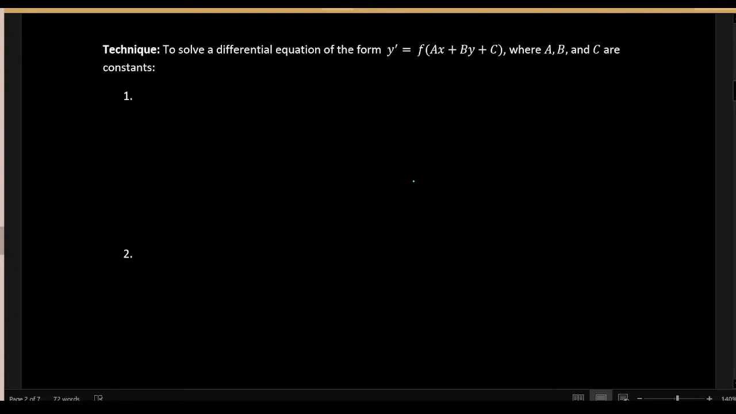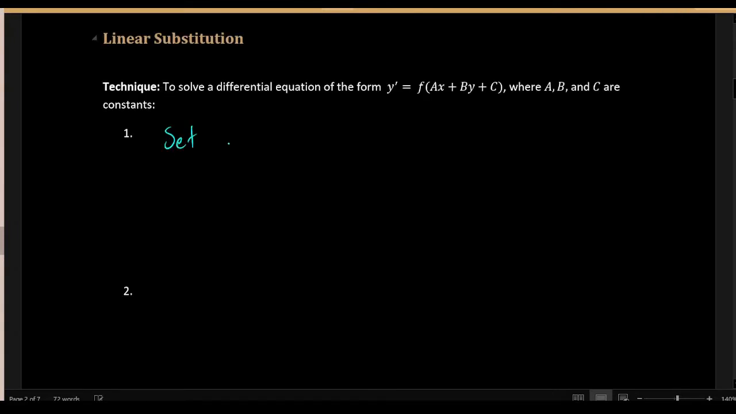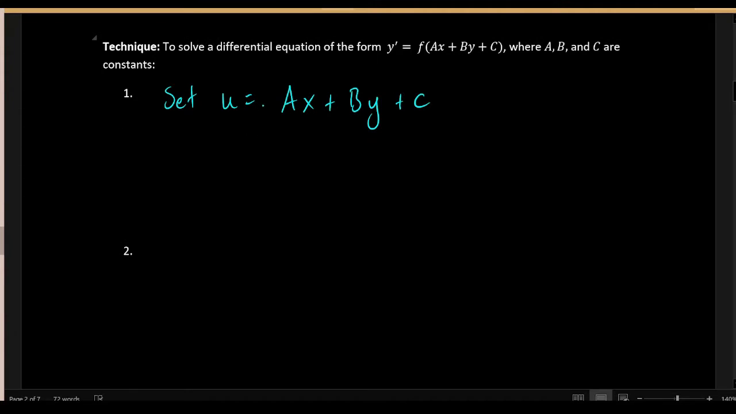You're looking for a differential equation which, when you write it with y prime completely isolated on one side of the equation, the right side has the appearance of a quantity that looks like number times x plus number times y plus number. So if you see something that looks like this, y prime equals something containing number times x plus number times y plus number, the idea is to try the substitution. Set u equals that number times x plus number times y plus number. Set u equal to that entire thing.